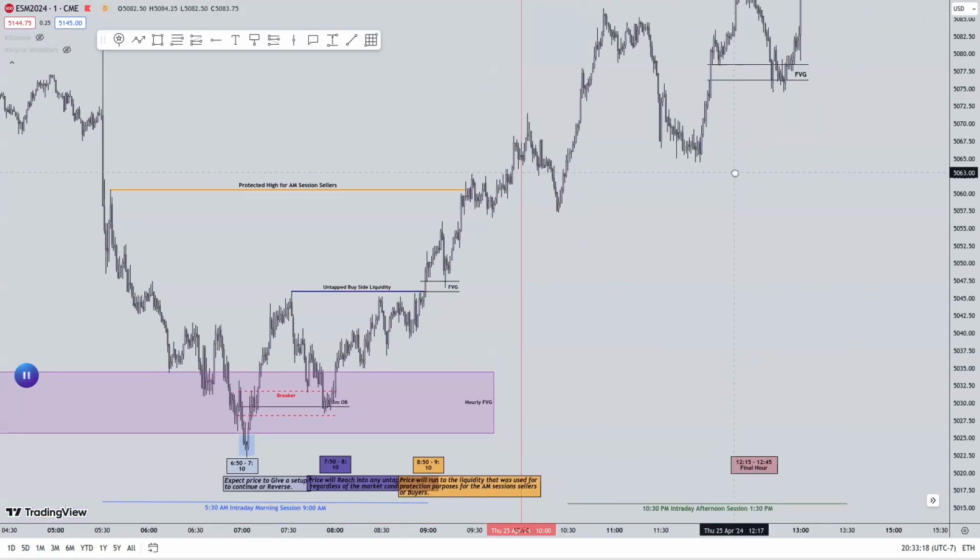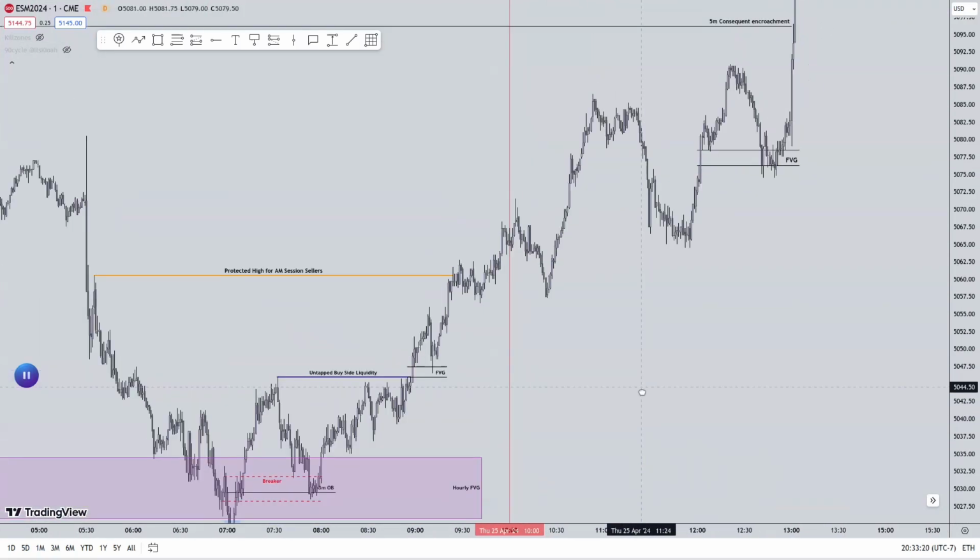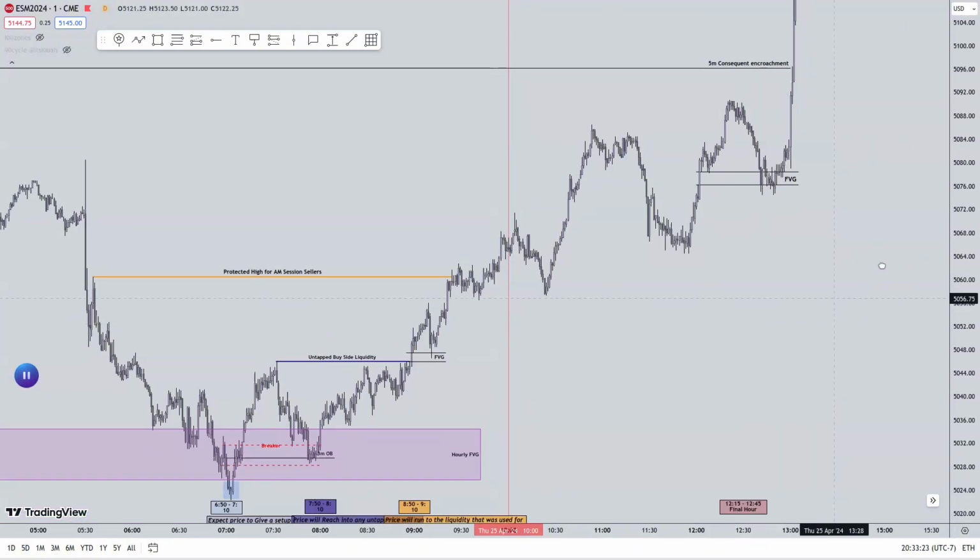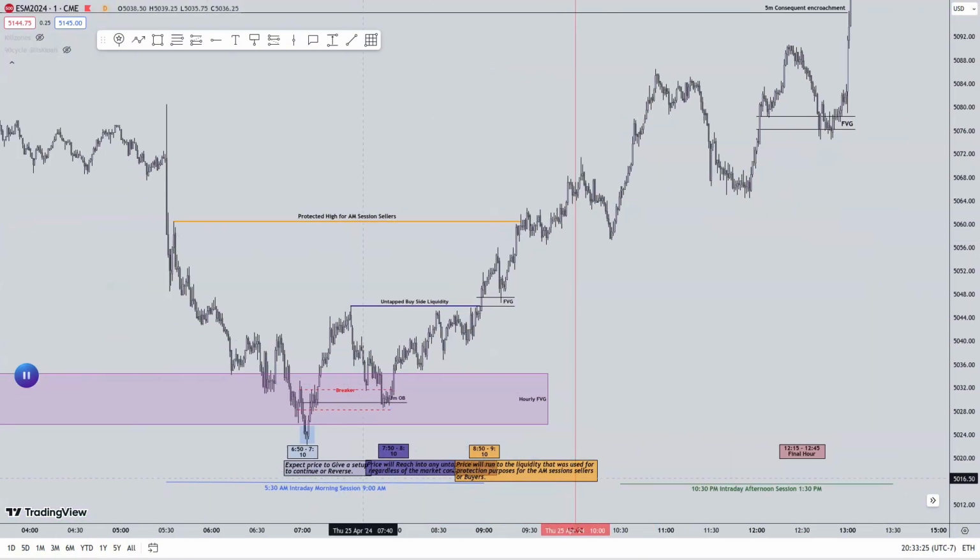And again, I want to tell you guys this one thing, that if you have a big AM session move, then you can expect that you're going to have a small PM session move. So although the PM session does look like it was pretty big, it wasn't like a fast move. It was just kind of get in, get out type thing.